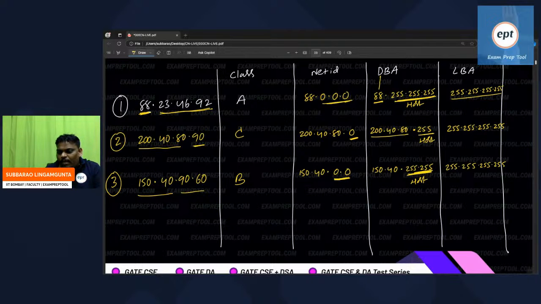In the DBA, whenever someone asks what is the DBA for this, take the destination network. Let us assume that it is the destination network. So in that destination network, all the people.